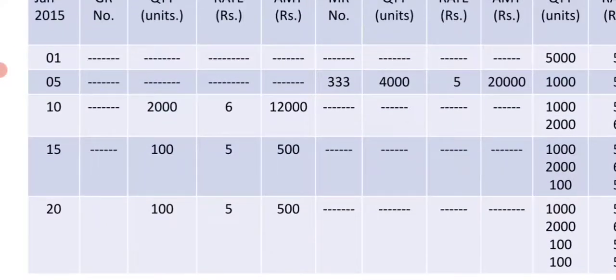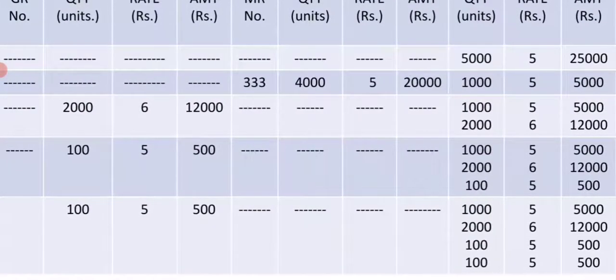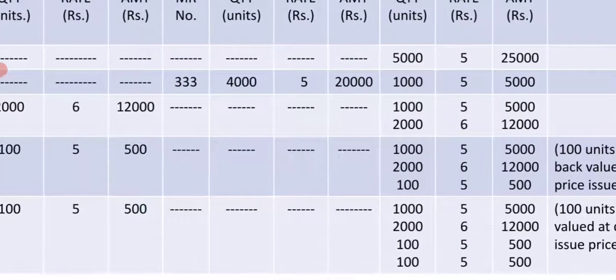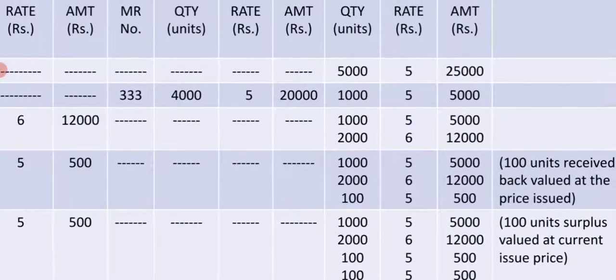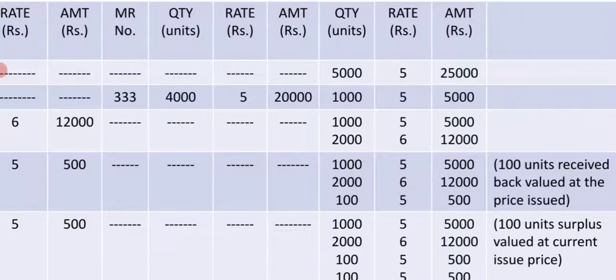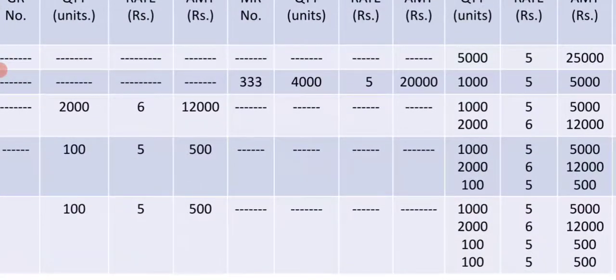The next transaction is on 20th January 2015. Stock verification showed a surplus of 100 units. There is a surplus of 100 units, and the rate should follow the current issue method. The current issue method is the FIFO method, the first in first out method. So the rate is 5 rupees. So 100 into 5 is 500 rupees.